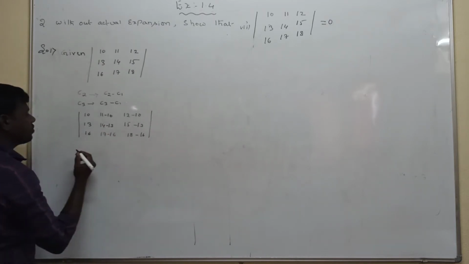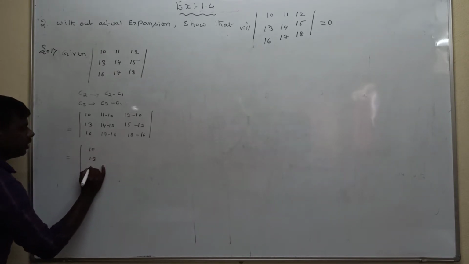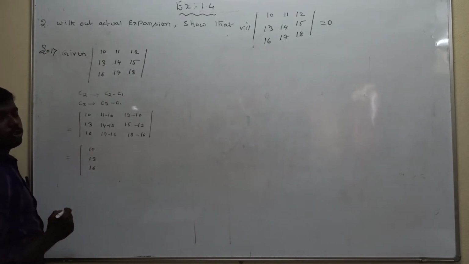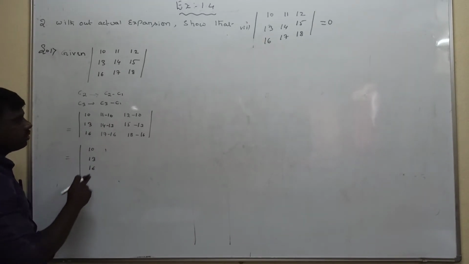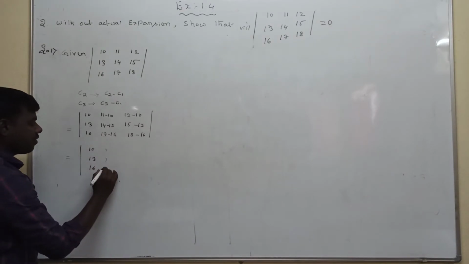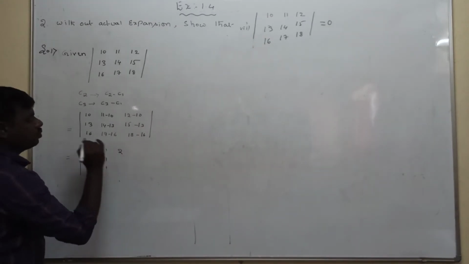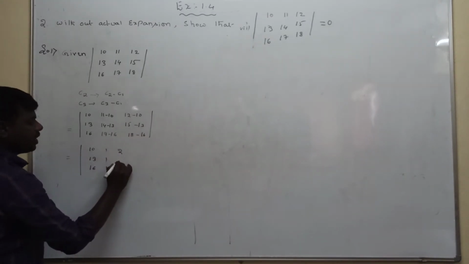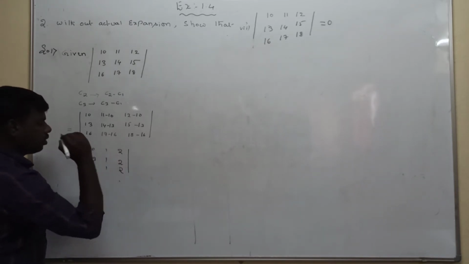Now simplify these values, dear students. 10, 13, 16. 11 minus 10 value is 1. 14 minus 13 value is 1. 17 minus 16 value is 1. Next, 12 minus 10 value is 2. 15 minus 13 value is 2. 18 minus 16 value is 2.